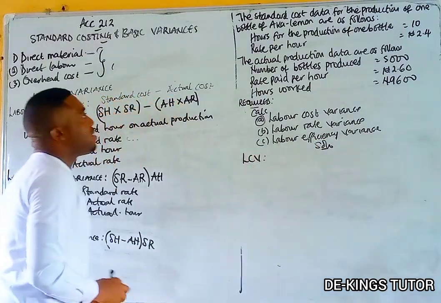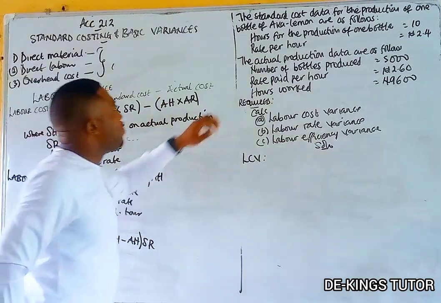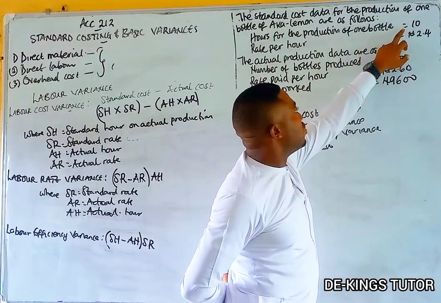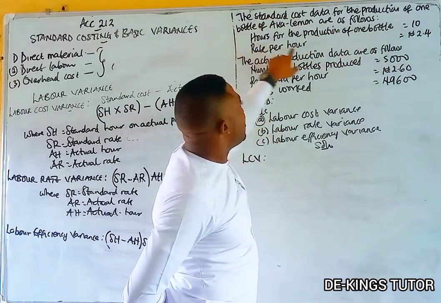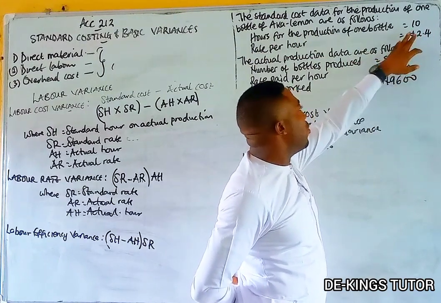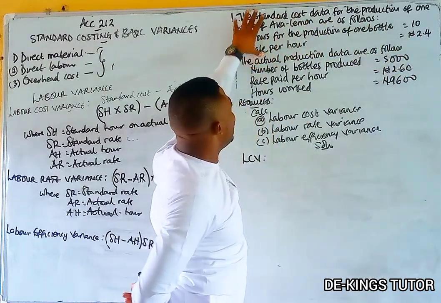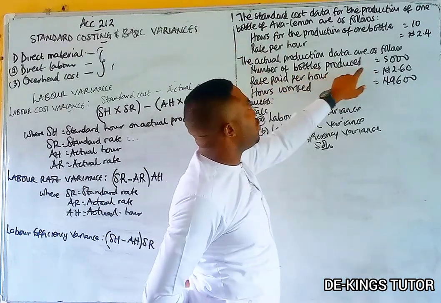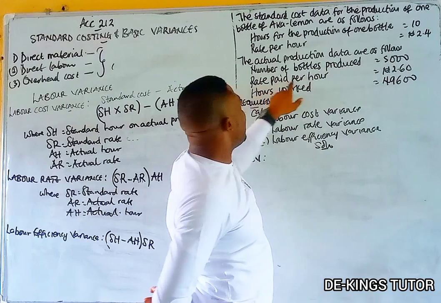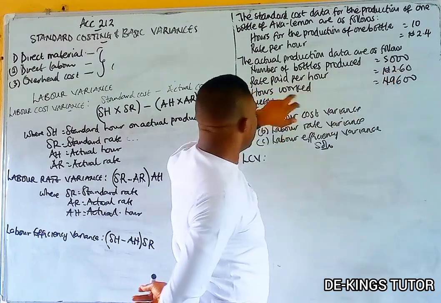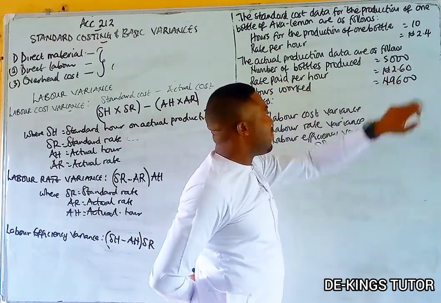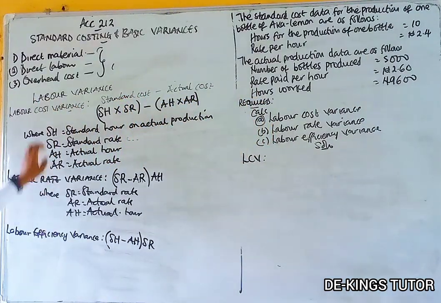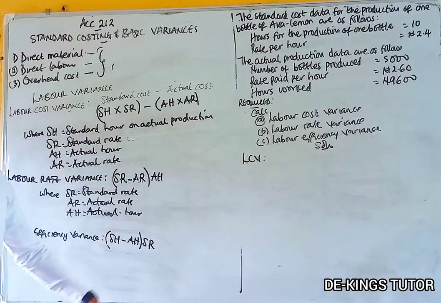The standard cost data for the production of one bottle of Akalemon are as follows. Hours for the production of one bottle, 10, rate per hour, 2 naira 4 kobo, that's 2.4 per hour. So this is the standard. Now they said the actual production data is as follows. Number of bottles produced, 5,000. Rate paid per hour, 2.60. And the hours worked, 49,600 hours.